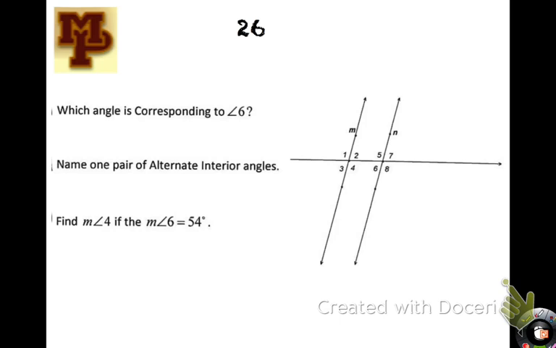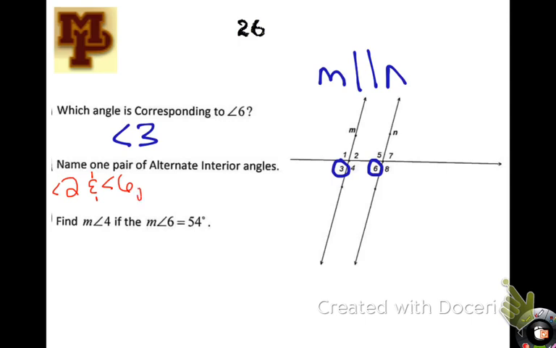All right, so which angle is corresponding to angle 6? I think I might have forgotten to write that they are parallel. So M is parallel to N. So which angle is corresponding to 6? So 6 is in this bottom left spot, and 3 would be in that same spot. So we would say angle 3. Name one pair of alternate interior angles. So we could say angle 2 and angle 6, or we could say angle 4 and angle 5.